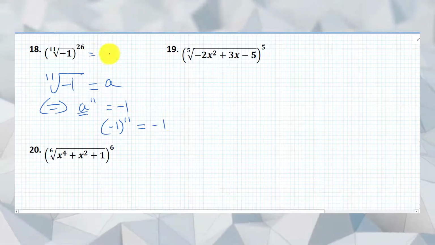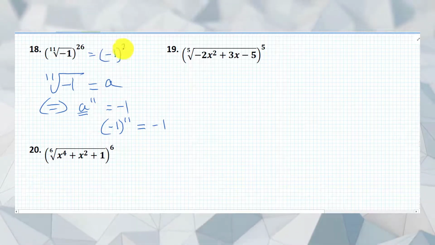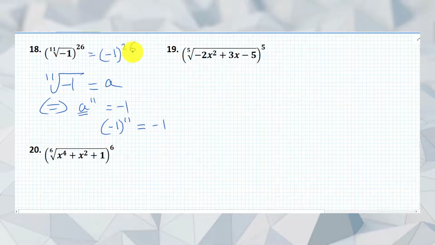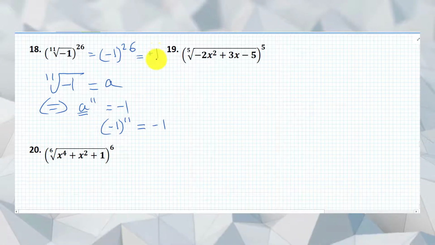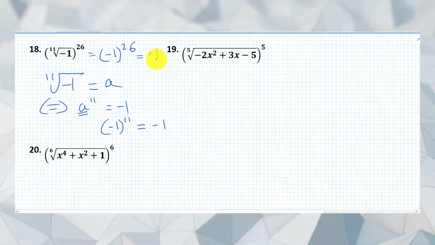So right here, I take negative 1 and I want to raise it to the power of 26. So now I'm raising negative 1 to an even power. That is going to be plus 1. Okay, that's it. It's that simple.